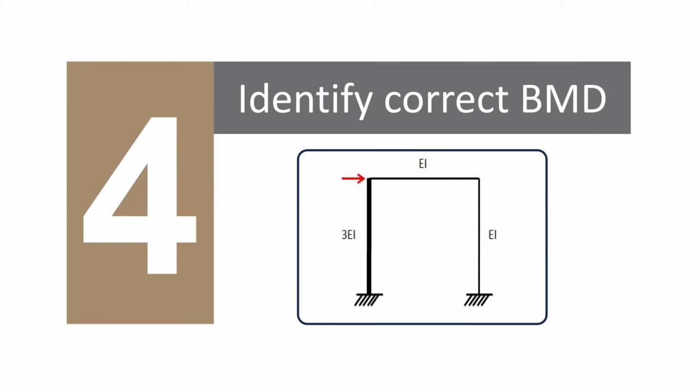And this is a case where we have a left column which has 3 times more EI. EI is flexural rigidity, E is Young's modulus, and I is second moment of area. Remember, EI determines the bending stiffness of any member, and a point load is applied.